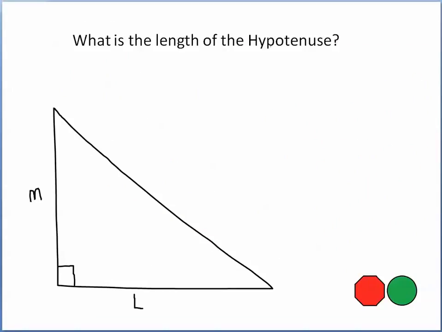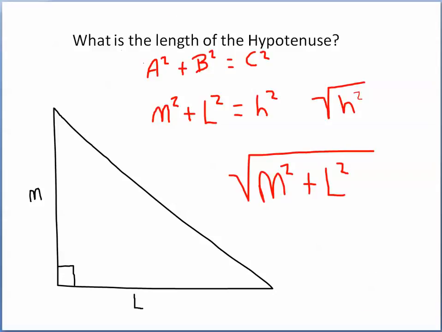All right, find the length of the hypotenuse. Click on the stop sign. Well, you don't know how long m is, and you don't know how long L is, but you could, using the Pythagorean theorem, replace the a in the Pythagorean theorem with an m, and the b with the L, and you could come up with that the length of the hypotenuse here is the square root of m squared plus L squared. So it's just a different variation of the Pythagorean theorem of a squared plus b squared equals c squared.